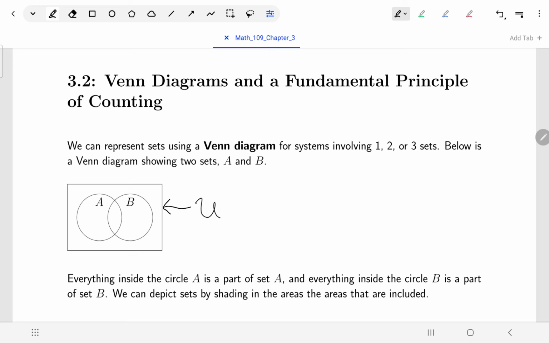So some of the things we're going to want to do would be if I had some sort of an expression like A union B, where would that be shaded on my Venn diagram? Or the reverse, if I have a shaded in Venn diagram, what are the sets that it's referring to?